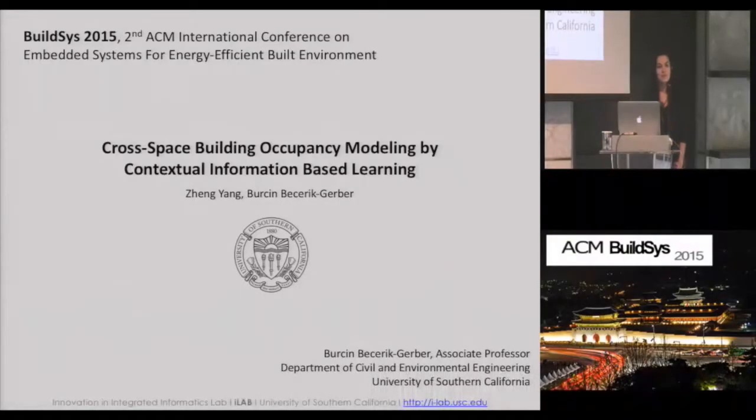This is new to me, or I'm new to BuildSys. I wanted to start by introducing the vision of my group at USC. I lead this group called the Innovation in Integrated Informatics Lab. We call it iLab for short.